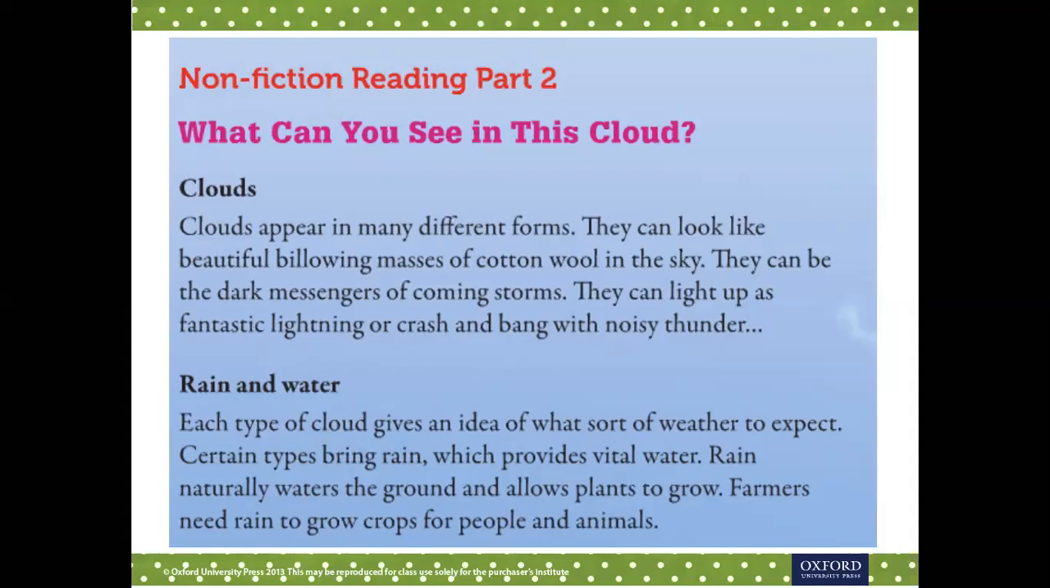So let's start. Mariam, you can read, and the rest of you please follow in the book. What can you see in the clouds? Clouds appear in many different forms. They can look like beautiful, billowing masses of cotton wool in the sky. So the first part shows that clouds appear in different types. They can look like beautiful, billowing masses of cotton, like cotton wool in the sky. Carry on.